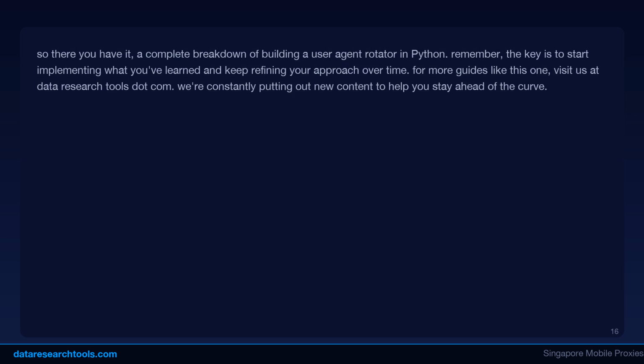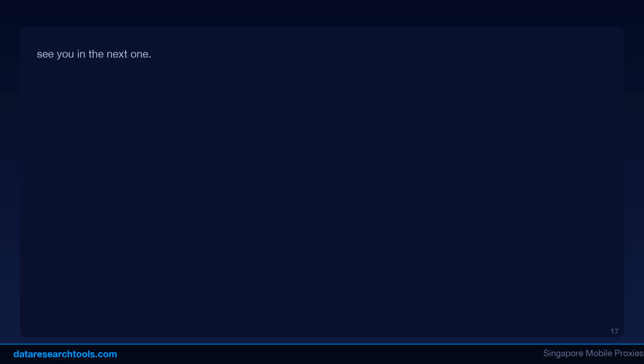Can websites detect user agent rotation? Sophisticated anti-bot systems can detect certain patterns in rotation, like perfectly uniform distribution or alphabetical ordering. Use weighted random selection and add slight delays between requests to appear more natural.